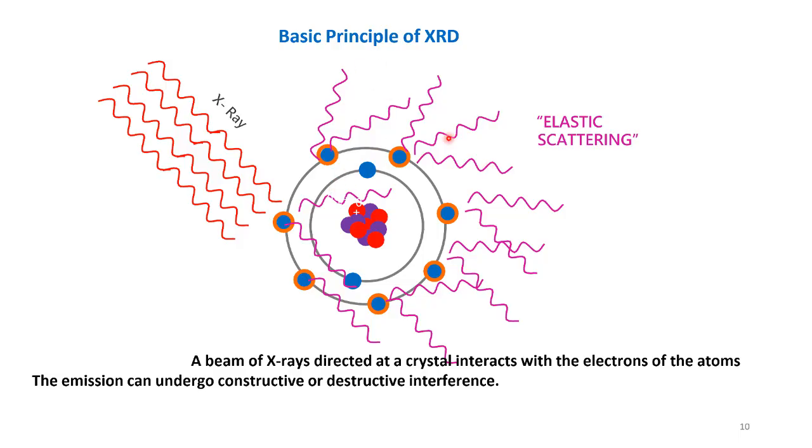Then, elastic scattering is as I already told. The X-ray beam is directed on the crystal, and it interacts with the electrons of the atoms, and the emission can be either constructive or destructive interference. It can be from any of these electrons. If one is getting knocked out, some other electron gets filled into this space. Likewise, a lot of interaction will be there in a single sample.